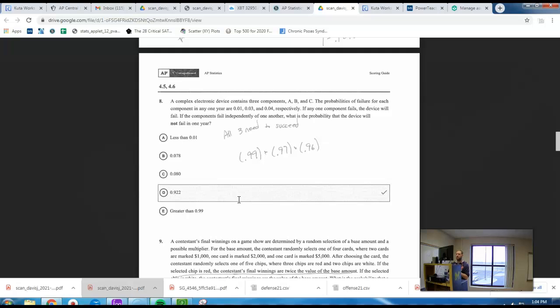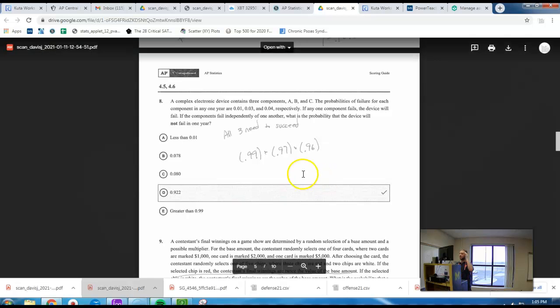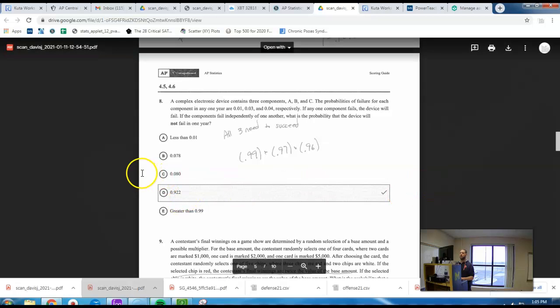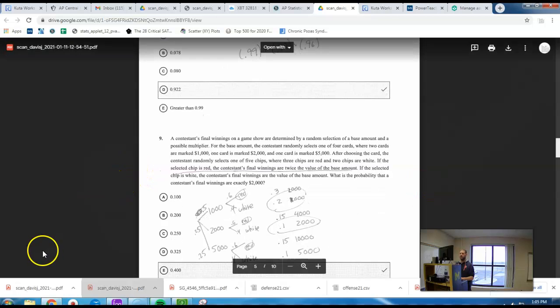Number 8 is, I'm going to make 2 videos as I'm going through this. It's kind of long, so this will be the last one in this video. Probability of failure for A, B, and C. Well, you want them all to work. What's the probability the device does not fail? They're independent, so you multiply them together. 0.01 of failure means 0.99 of success. So this is 0.97 of success, 0.96. Multiply those together. You'll get that. I'm going to stop, and there'll be another video for the second.